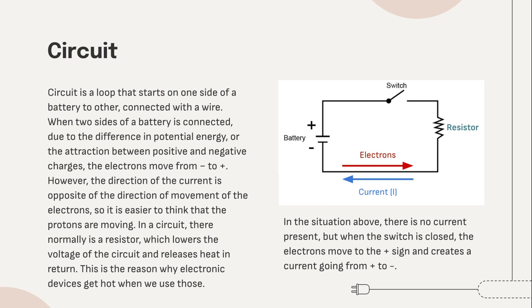Now look at the diagram on the right. In the diagram, there is no current present initially because the switch is opened. In this situation, there is no potential difference present, so there is no movement of the electrons or the current. However, when the switch is closed, the potential difference between positive and negative signs moves the electrons to the positive sign and creates a current going from positive to negative, which is the opposite direction of the electron's movement.